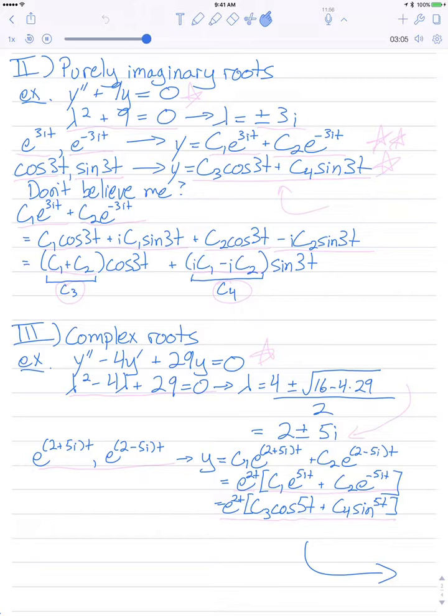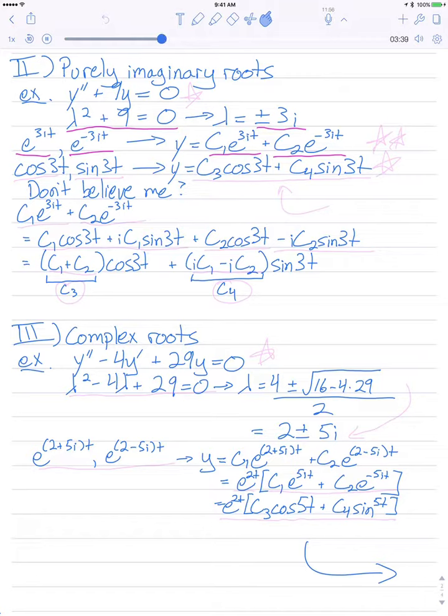Alright, for the next example, let's assume that we have purely imaginary roots. So an example of this is y double prime plus 9y equals 0. The characteristic equation is lambda squared plus 9 equals 0, and the roots are lambda equals plus or minus 3i. So a fundamental set of solutions are the exponentials e to the 3it and e to the -3it. And so the general solution is c1 e to the 3it plus c2 e to the -3it for y.